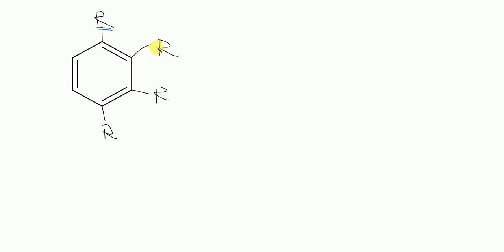What we have is that this position right here is called the ortho position. This is the meta position, and this is the para position. Para is on the opposite side, ortho is directly adjacent, meta is one away. Okay, very important descriptors for the varying positions.